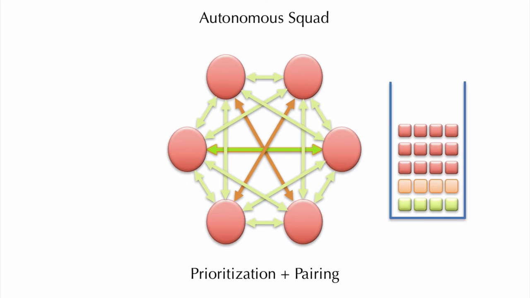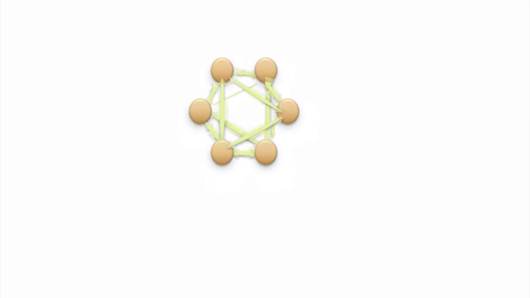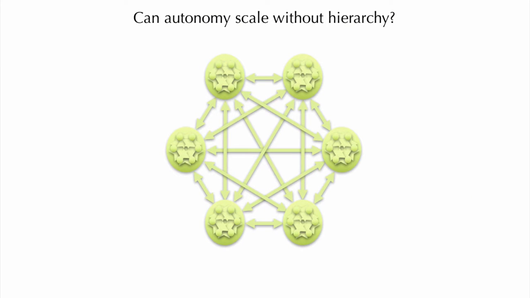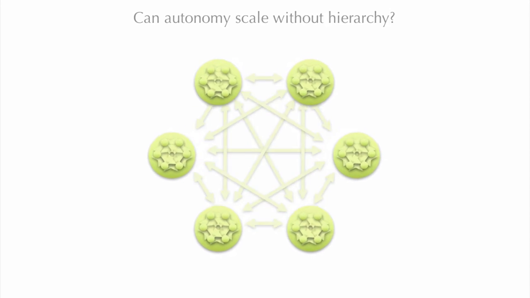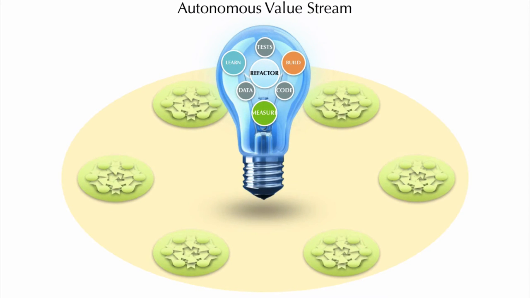But can agile really scale without command and control? That would be a combinatorially explosive proposition, so it's the wrong question to ask. The right one is, can an organization descale into agile teams without command and control? The answer to that depends on consistent prioritization.